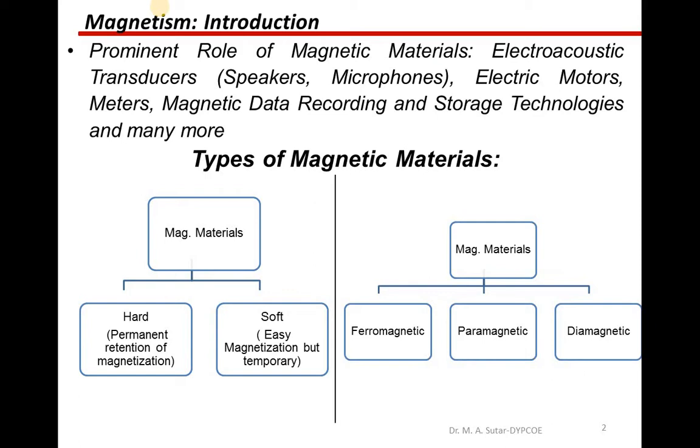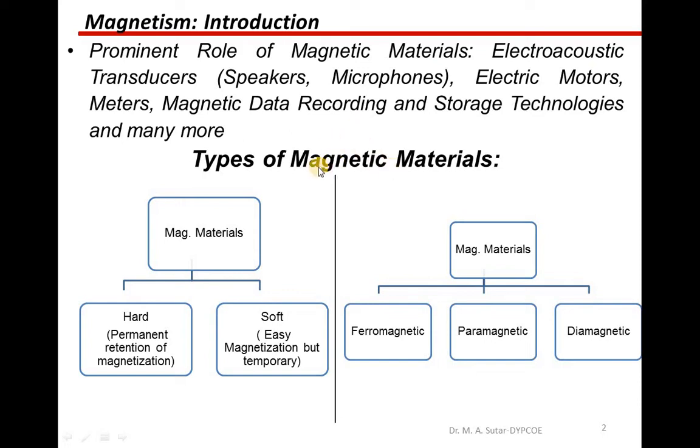As you know, magnetic materials play a prominent role in technologies. For example, in electroacoustic transducers, speakers and microphones, we use a combination of aluminum, nickel and cobalt, that is alnico magnet. Similarly, magnetic material is widely used in electric motors, meters, magnetic data recording and storage devices.